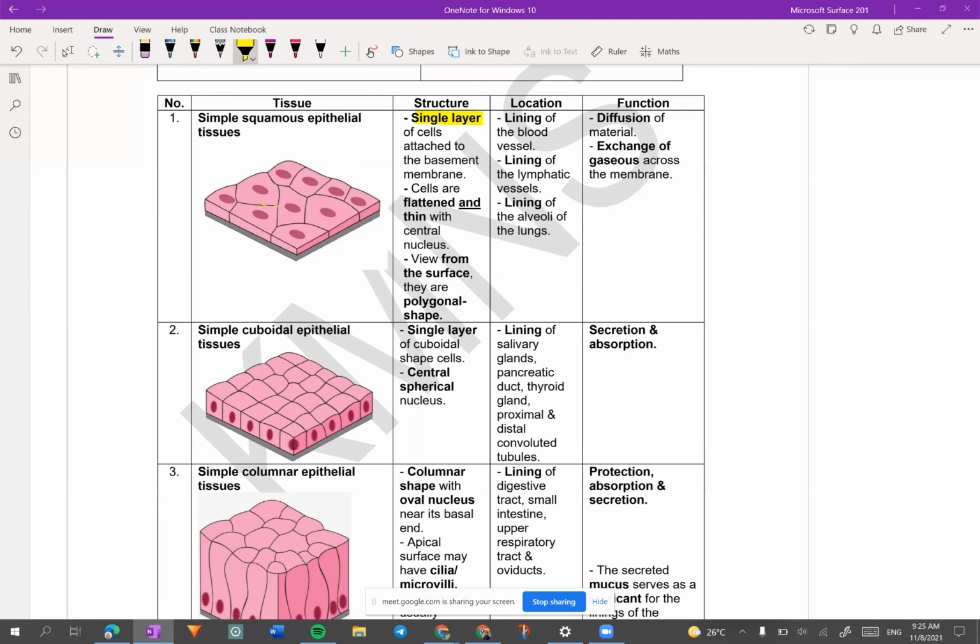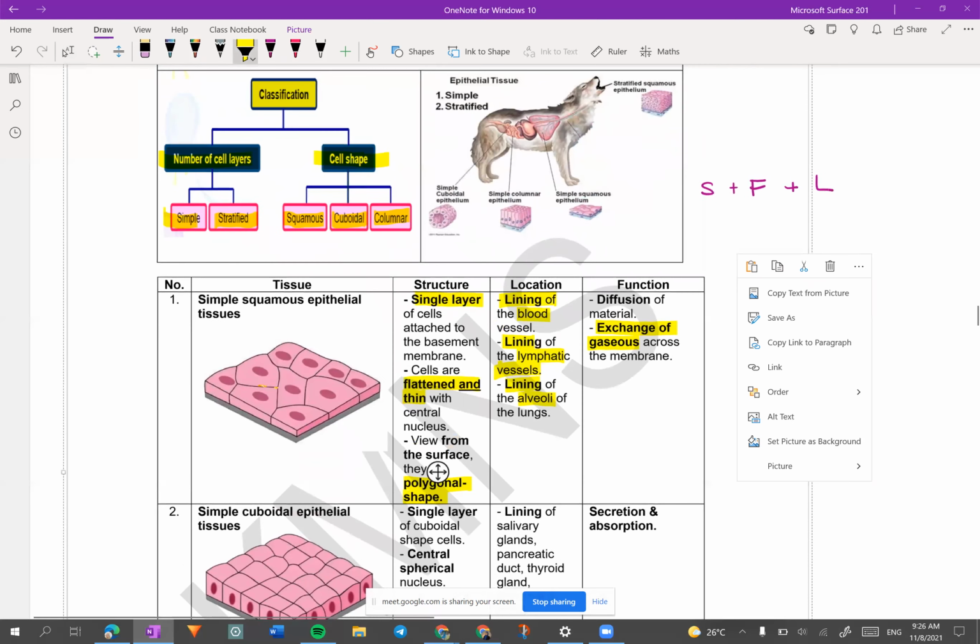So structure: single layer, flatten and thin. Okay, very flat and thin. View from the surface are polygonal shape. And then location dia adalah lining of blood vessel, lining of lymphatic vessel, lining of the alveoli. So from here, you can agak dia adalah satu sel saja. So function dia lebih kepada exchange of gases. Sebab dia kat alveoli kan untuk oksigen. So one cell thick, so kat situlah dia. Also, it helps in the diffusion of material.